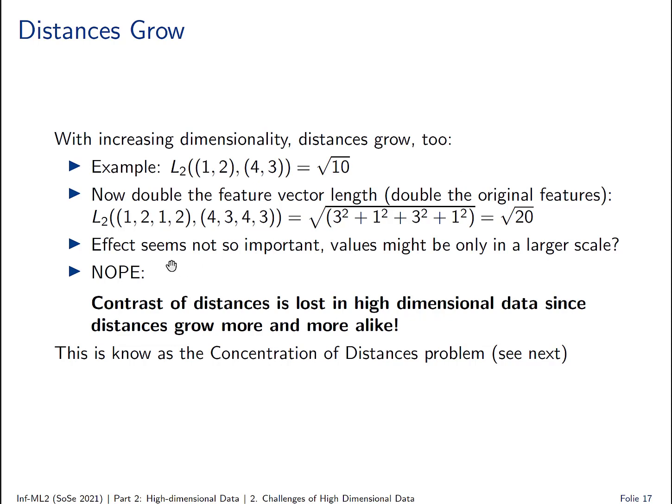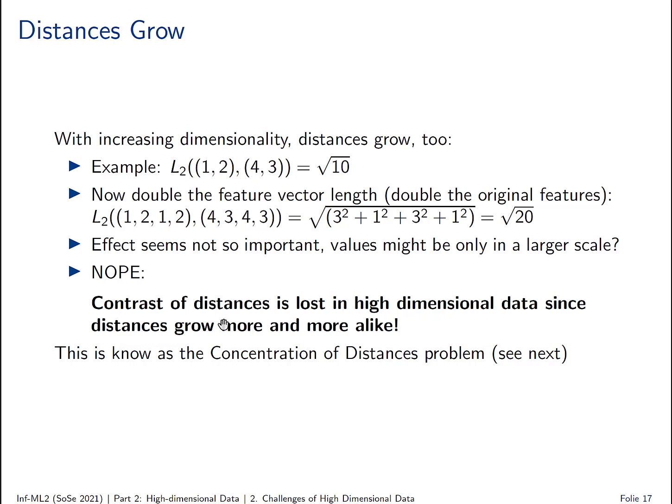And again, the effect seems not so important. Just the values may only scale a little larger. No, that's actually not the case, because larger values also mean that the contrast between individual values is slowly lost as the values for the distances grow. And that grows with growing dimensionality. So the higher the dimensionality is, the higher are the values for the individual distances, and the lower is the contrast between the distances, just numerically.